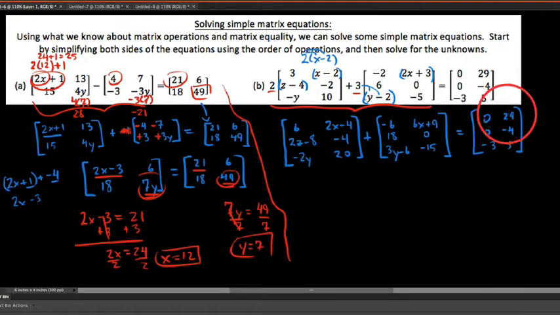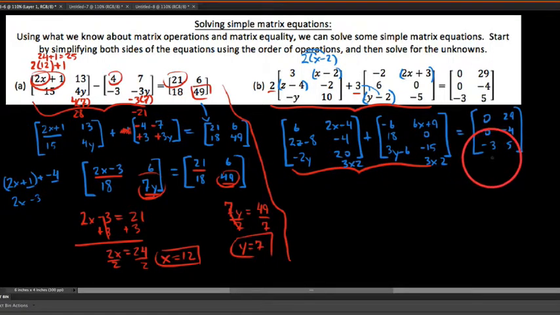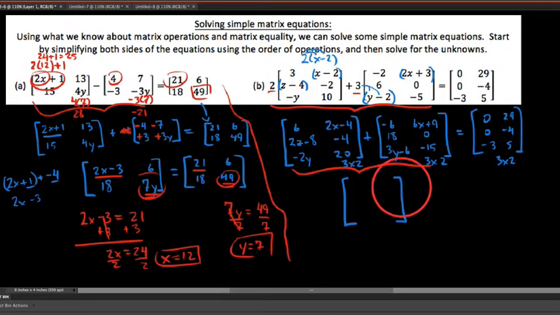So let's take a look at what we have here. I would want to go ahead and add these now since I did my multiplication first. These are both 3-row, 2-column matrices, and a 3 by 2 plus a 3 by 2 would equal a new 3 by 2. I'm going to give myself 3 rows and 2 columns. We're going to add component-wise. So like 6 plus negative 6 equals 0. Now we would say 2x minus 4 plus 6x plus 9.